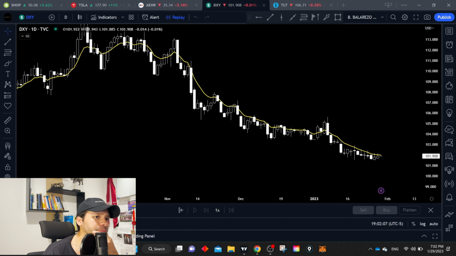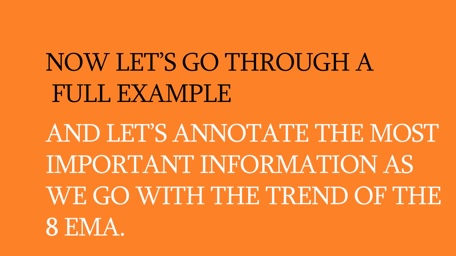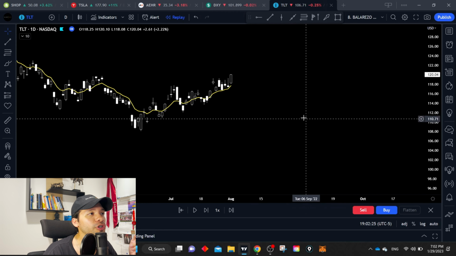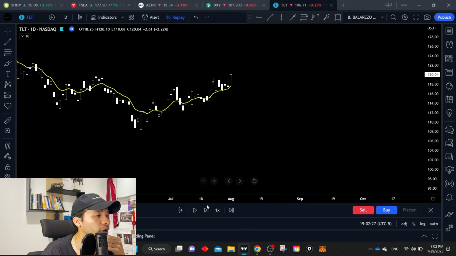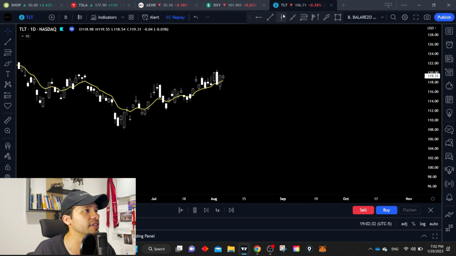And then finally, now that we understand how the 8 exponential moving average actually works here, let's go through a full example. In this full example, we're going to go through TLT and we're going to do our best to annotate all the most important information as we go in the trend of the 8 exponential moving average. So let's just jump right here. Let's just hit play and let's see where this takes us, right?